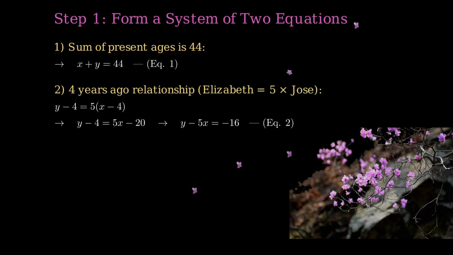Step 1. Let's form our system of equations. Since the sum of their present ages is 44, our first equation is x + y = 44. Four years ago, their ages were x - 4 and y - 4. Elizabeth was 5 times Jose's age, so y - 4 = 5(x - 4). Simplifying this gives our second equation, y - 5x = -16.